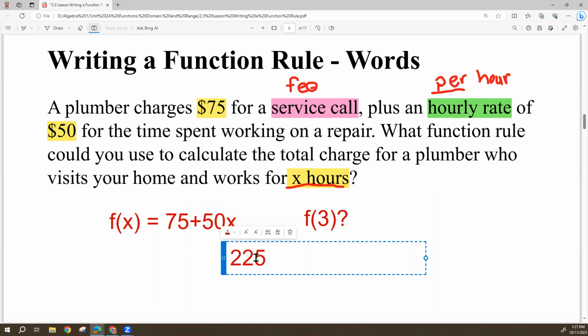And if we plug that in, we would get $225. So if you plugged the function into Desmos and then asked what F of 3 is, we would get $225. And so this function rule would allow us, if we were the plumber, to determine how much we charge our customer based on the number of hours we worked.